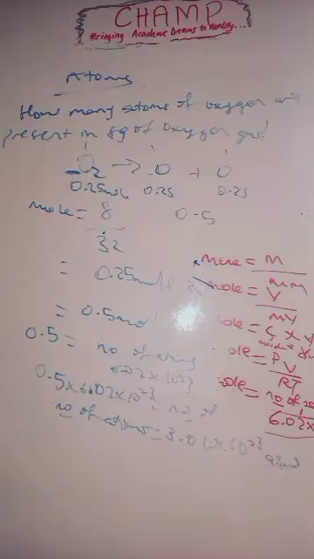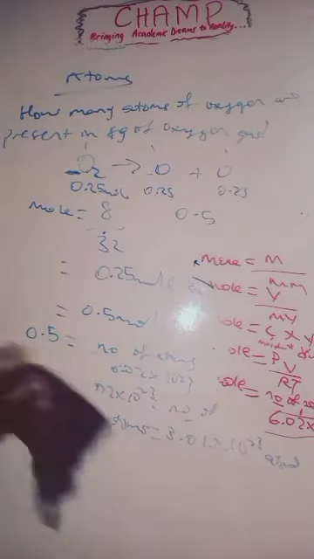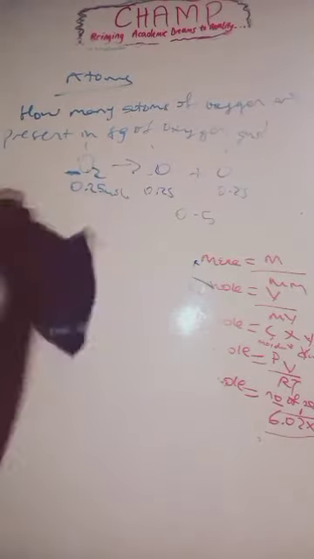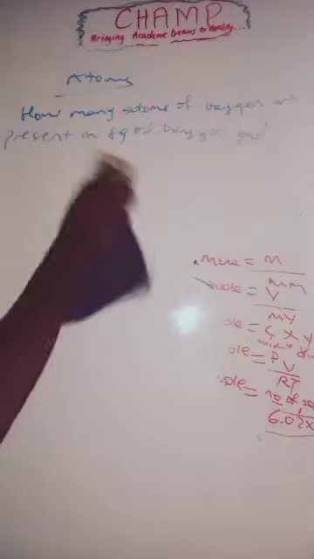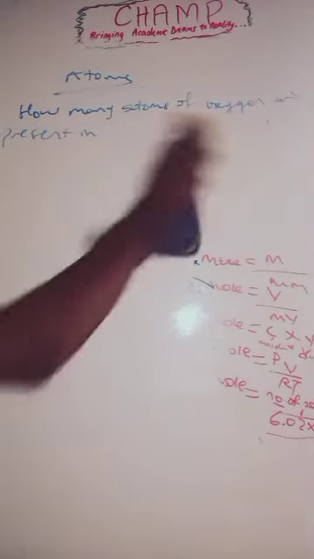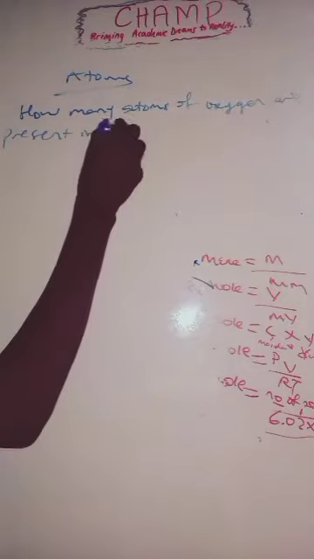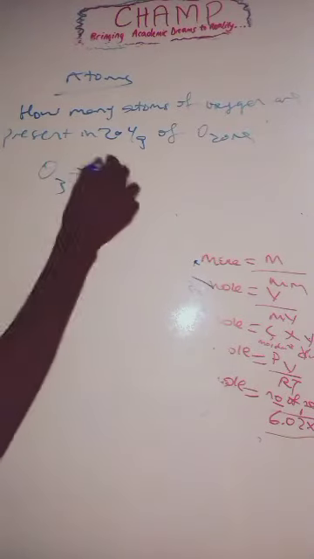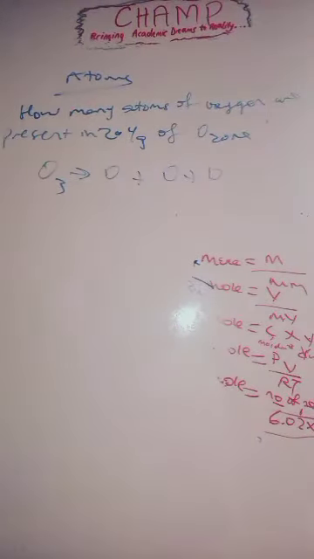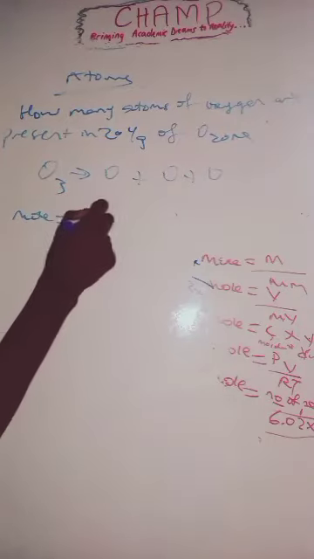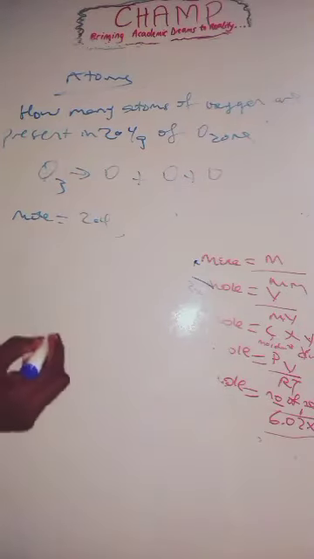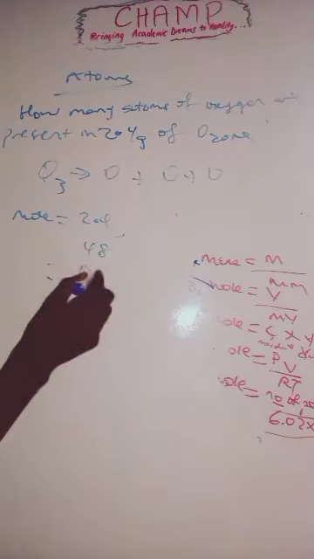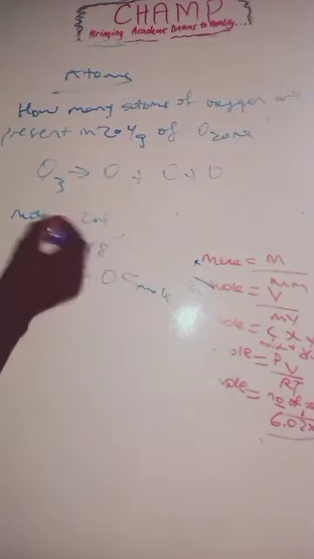Let's try another one out. Please, if you've not gotten it, you can just play back and watch it over again. So let me take another one now. How many atoms are present in, let's say, 2.4 gram of ozone? What's ozone? Ozone is O3. How many oxygen atoms? O plus O plus O. So the first thing is to get your mole. Mole is equals to mass over molar mass. What's mass? 2.4. What's the molar mass of this? Oxygen is 16, right? 16 times 3 is what? 48. So that would be 0.05 mole.